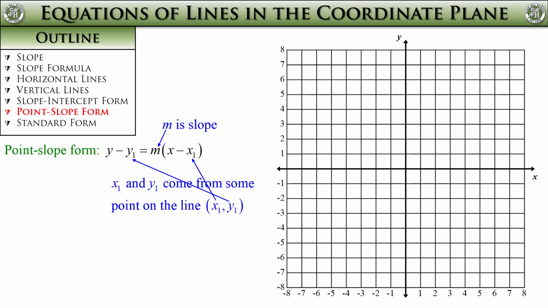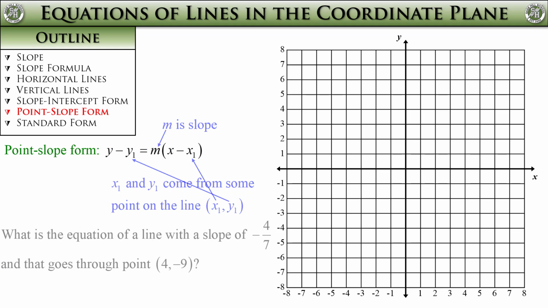We take the point that we know and we put the x-coordinate of that point in for x1 and the y-coordinate of that point in for y1. It is important to note that the formula has minus signs in it. When you put x1 and y1 into the formula, you have to flip their signs. That's best seen in an example.